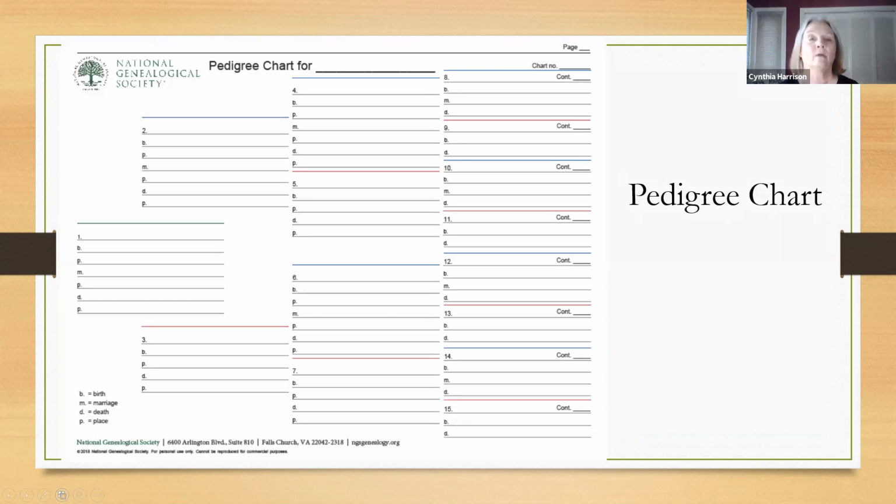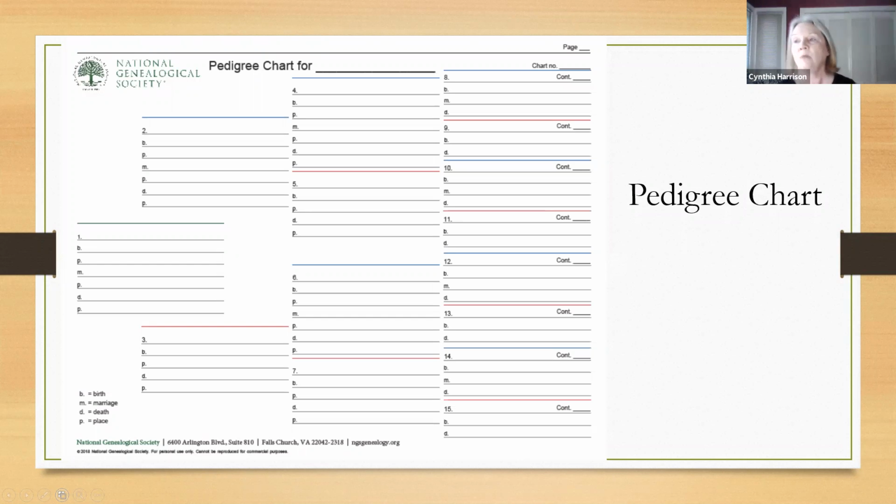And this is a pedigree chart. The chart is to help you see from one generation to the next, with number one being yourself, adding your birth date and location, marriage date and location. Number two is your father. Number three is your mother, with the information there. And then 4 and 5 are your father's parents, and 6 and 7 are your mother's parents.